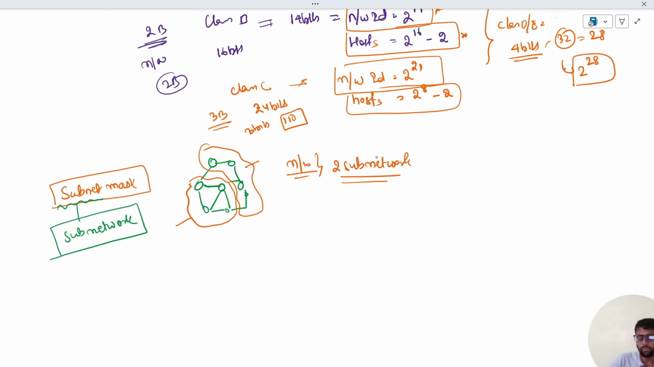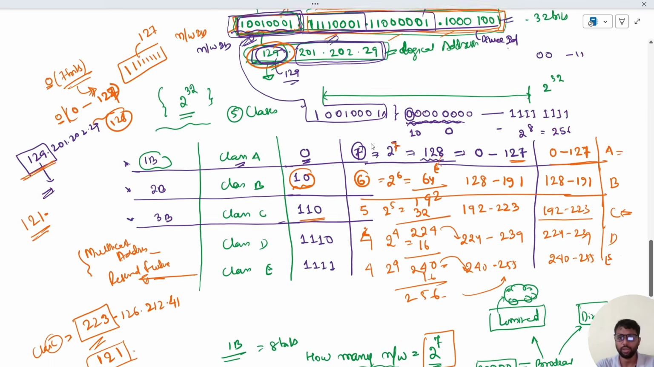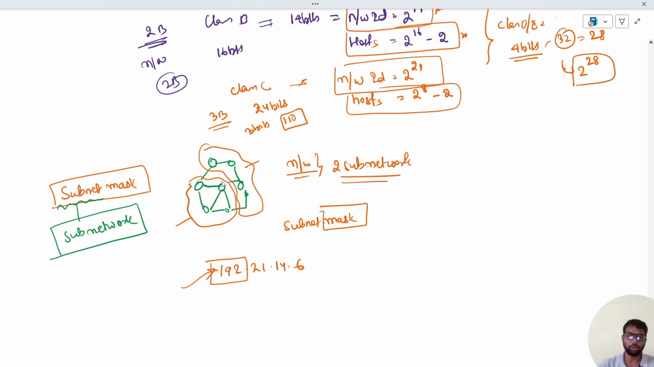Okay. So before we go into detail of subnetting, let us understand what is a subnet mask, or what is basically a mask address. For example, recently we have seen that if I write 192.221.14.6, just looking at this, you can tell whether it belongs to class A, class B, or class C. So from here you will say that 192 belongs to class C. There is no confusion in that.